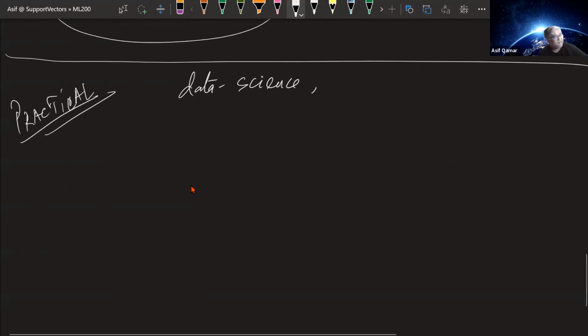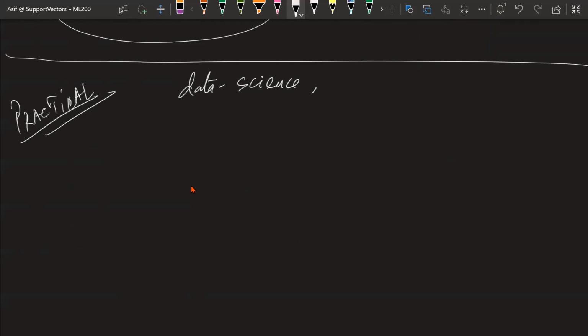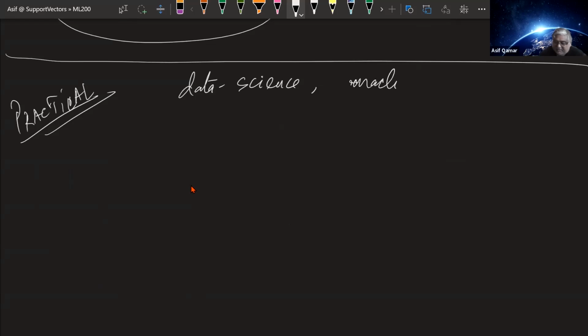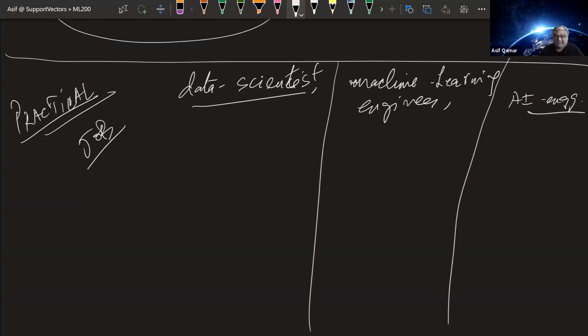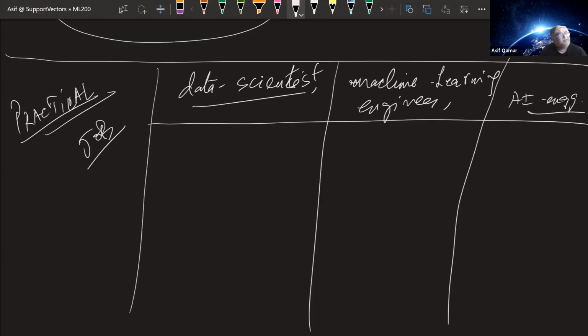Now, in practice, however, this is not what is practiced. When we say machine learning scientist, people use the word, jobs come as data scientist, machine learning engineer, and AI engineer. Right? Have you noticed that when you look for jobs, they come in these three broad categories? So those of you who have been job hunting from a practical perspective, would you like to define what these mean?